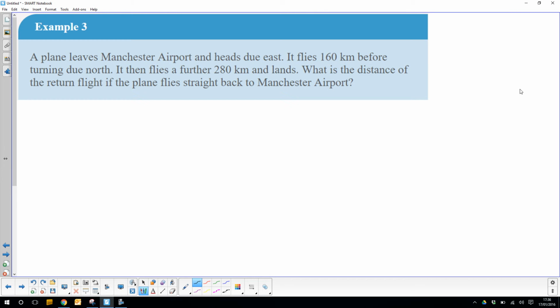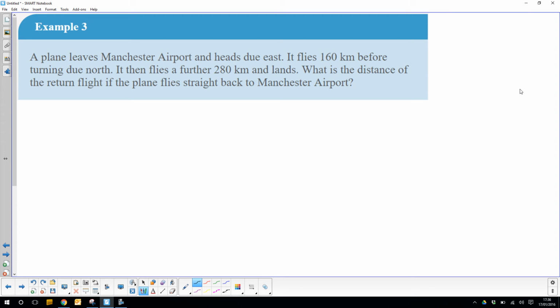Now, this is a wordy question, and wordy questions can sometimes be quite hard to digest and get your head round. So first of all, read it, and then we'll take out some important information, and then we'll think about how to solve it. So a plane leaves Manchester Airport and heads due east.